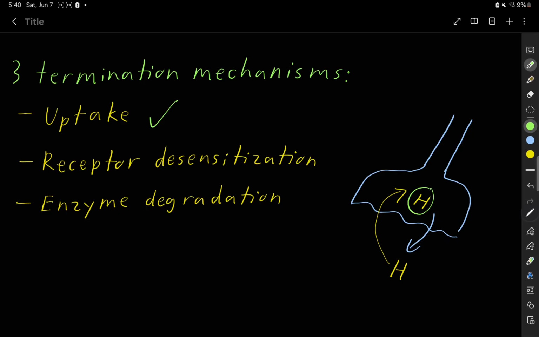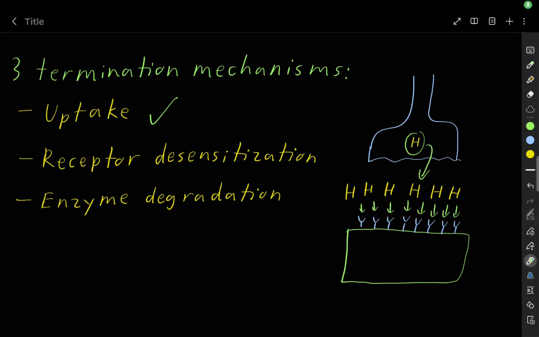And the next one is receptor desensitization. So the next termination mechanism of receptor desensitization, as I said before, it's definitely the most complicated one, so we're not going to get into it too in depth in this video. If you want to learn more about it, be sure to check out my video that I linked down below, all about termination mechanisms. But here's like the general idea.